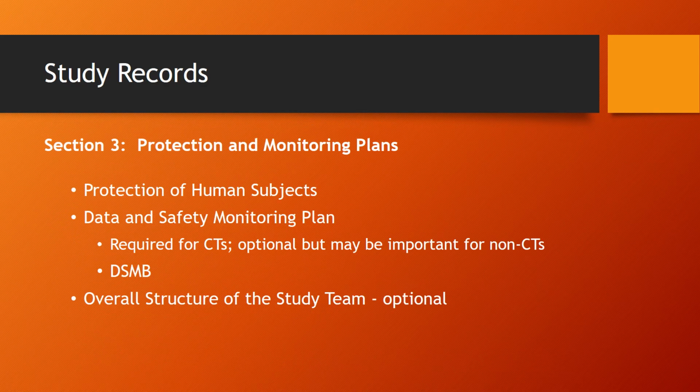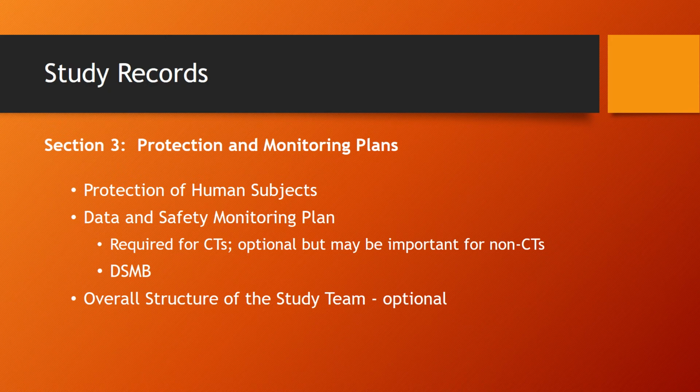Okay. Section 3 is the protection and monitoring plan section. So here is where you would upload an attachment called Protection of Human Subjects. And again, if you've written NIH grants prior to 2018, you're familiar with this name. And this form has not changed substantially. So this is where you describe how you are going to protect the safety of your human subjects, what are the risks, what are the benefits, that sort of thing.